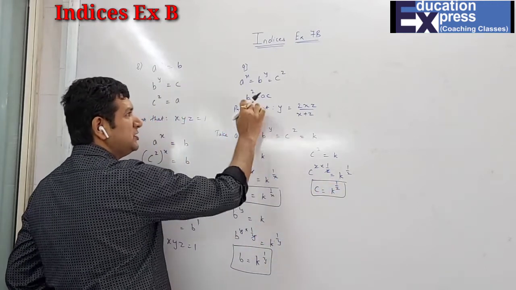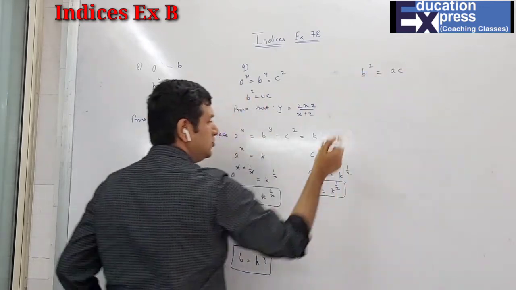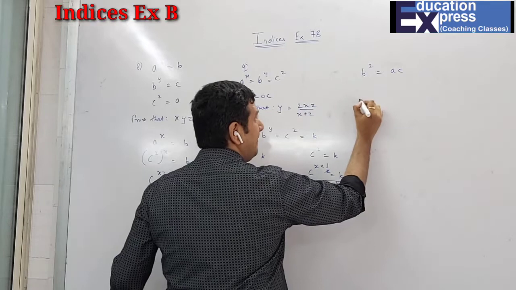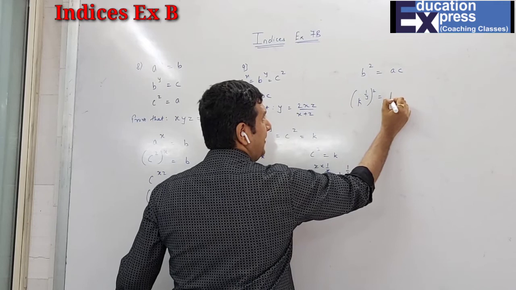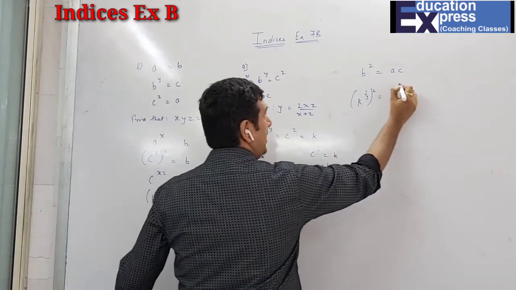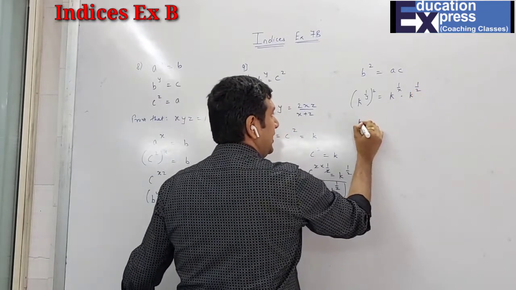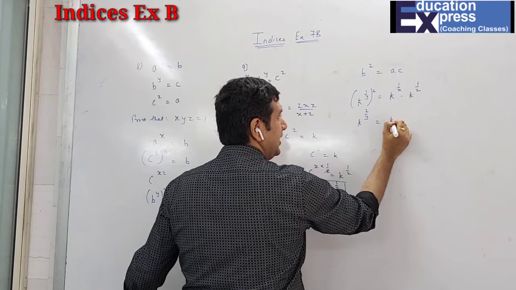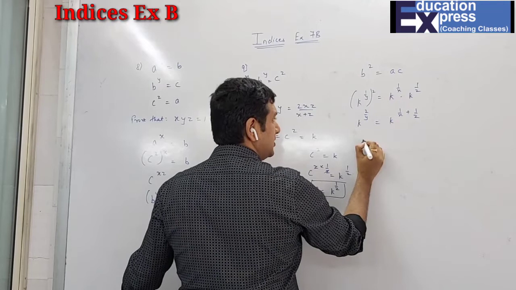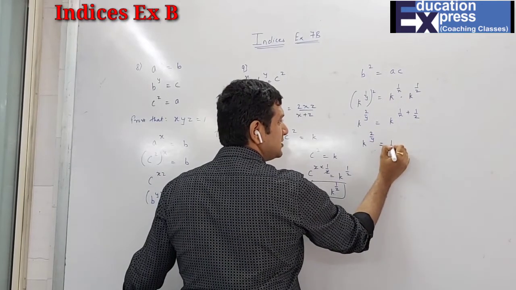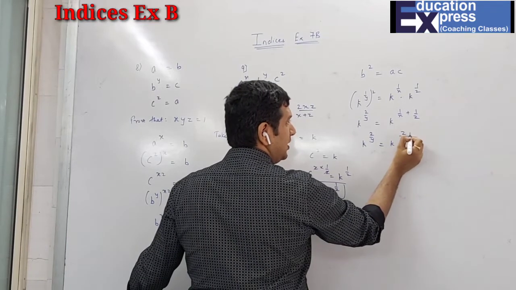Just now I have to see what is given to me. b square is equal to ac. I'll substitute the values. What is b? k raised to 1 upon y, raised to 2. What is a? k raised to 1 upon x into c. c is k raised to 1 upon z. So k raised to 2 upon y is k raised to 1 upon x plus 1 upon z. Why? Because the bases are same and multiplication sign. So now k raised to 2 upon y is k raised to, if I take the LCM, I get z plus x over xz.